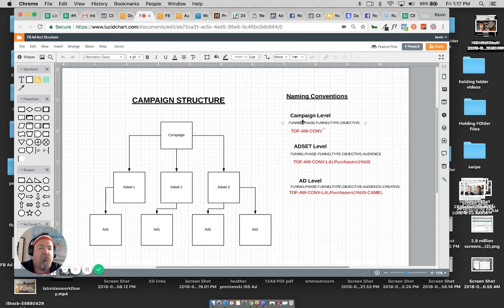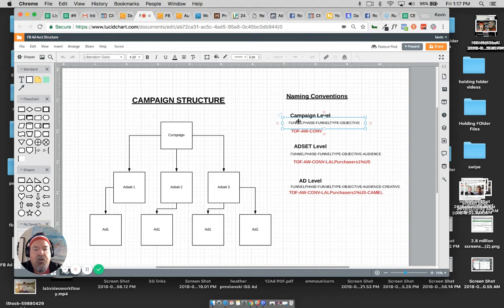So how we do it, and how I've sort of come to think about this, is at the campaign level, we talk about the funnel phase, or the level you are in the funnel. And there's three levels, and I'm going to do another video on that, but it's top of funnel, middle of funnel, and bottom of funnel, okay?